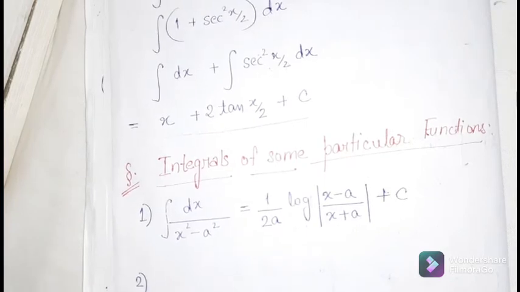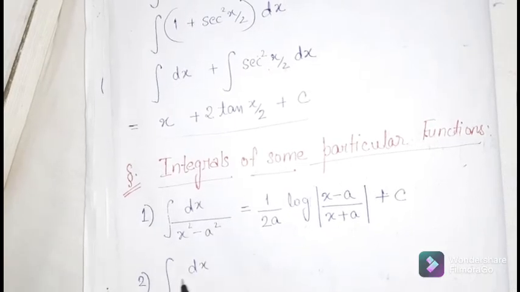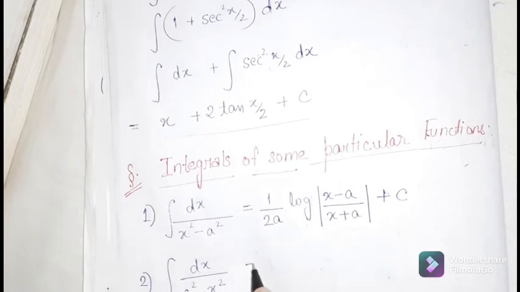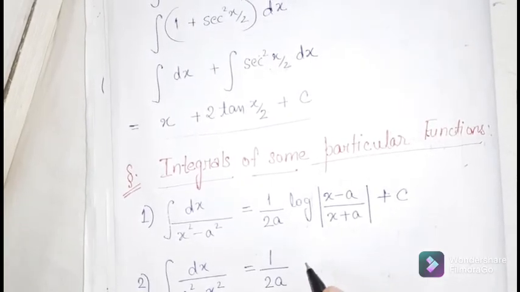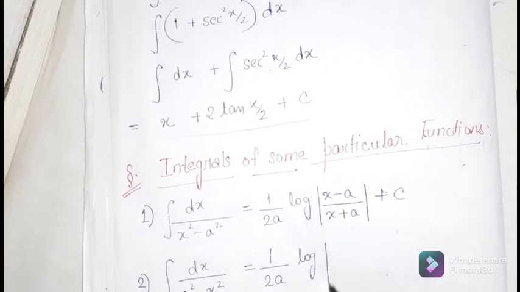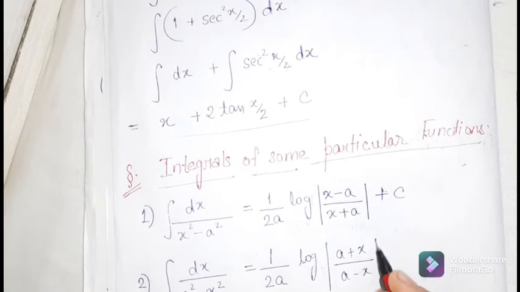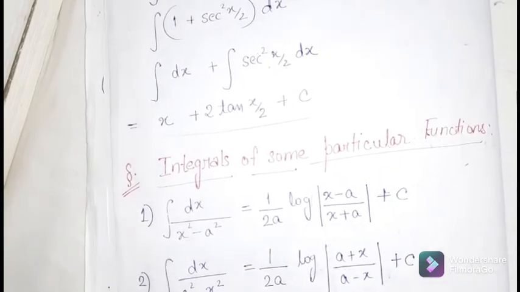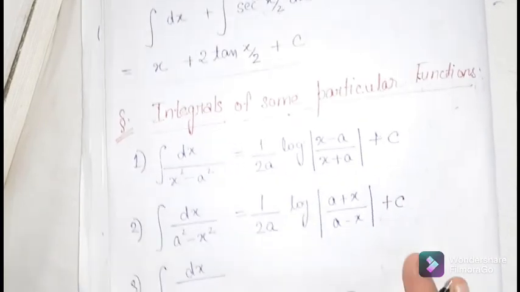Next we have integration of dx by a square minus x square equals to 1 by 2a log of a plus x by a minus x plus c. So you have to remember each and every formula. They are a little bit confusing.